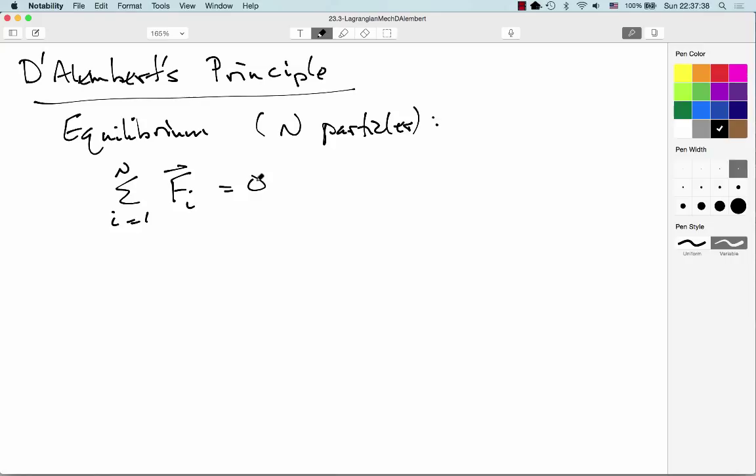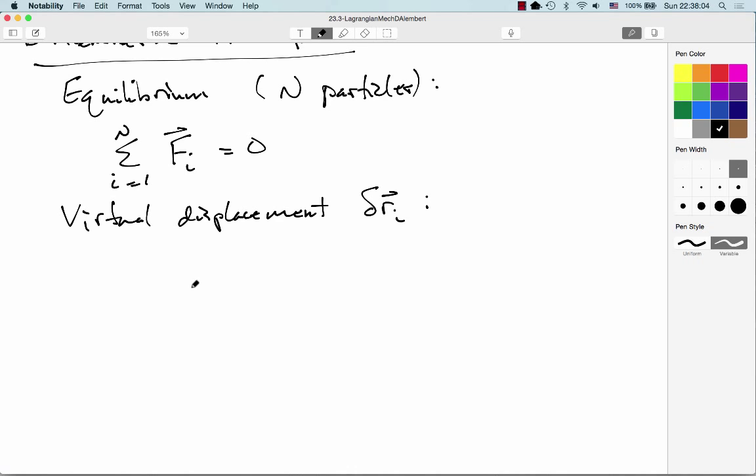So we can take this idea of doing variations, and we can imagine that we do a virtual displacement delta Ri for each of our particles. If we do that, we can then calculate what we call the virtual work: the sum from i equals 1 to n of Fi dotted with delta Ri. And since we're at equilibrium, that would be 0.